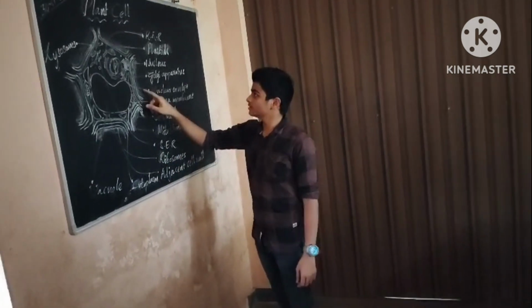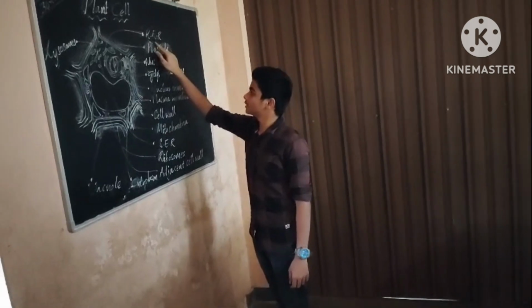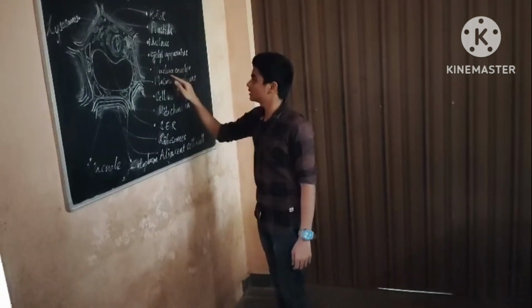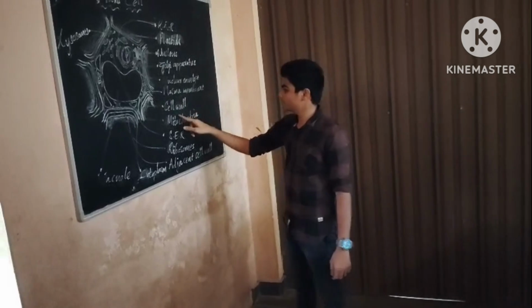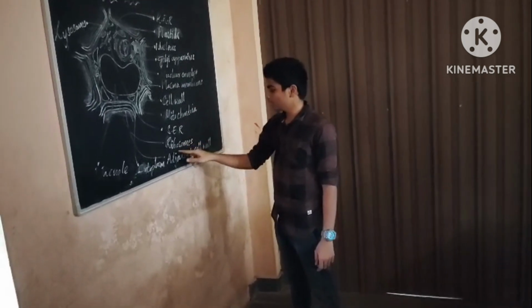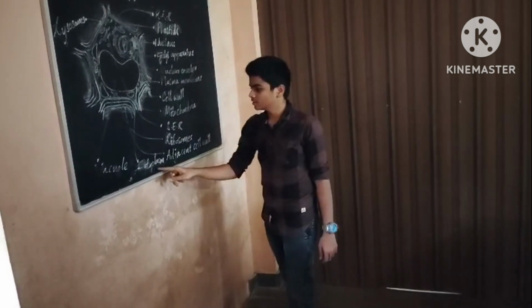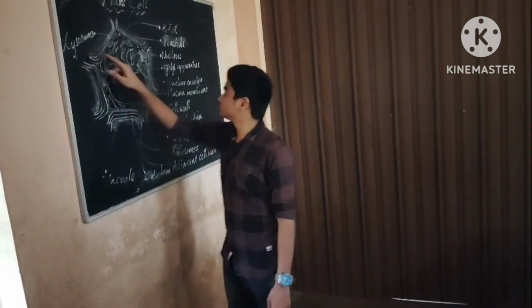The parts of a plant cell are rough endoplasmic reticulum, plastids, nucleus, Golgi apparatus, nuclear envelope, plasma membrane, cell wall, mitochondria, smooth endoplasmic reticulum, ribosomes, adjacent cell wall, cytoplasm, vacuole, and lysosomes.